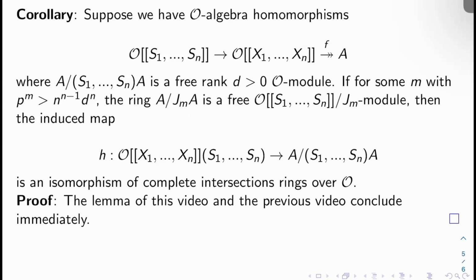Then the induced map, H we'll call it, from O double bracket X1 through Xn mod S1 through Sn to A mod S1 through Sn times A. So kind of the induced map we were considering above in the lemma, but brought into this specific scenario that we're in after we mod out by this ideal generated by these variables. This induced map is an isomorphism of complete intersection rings over O.